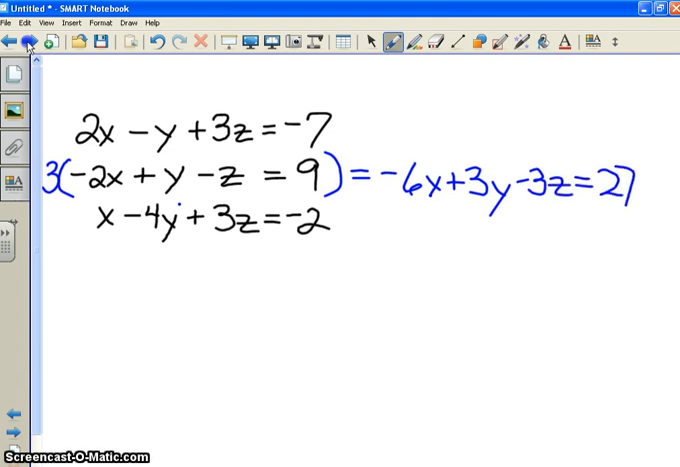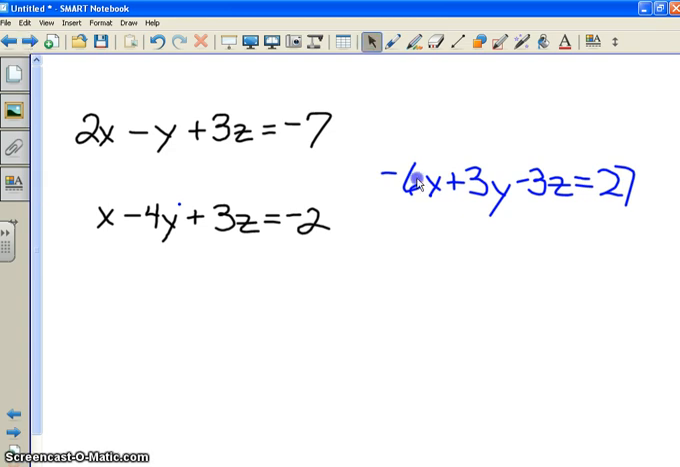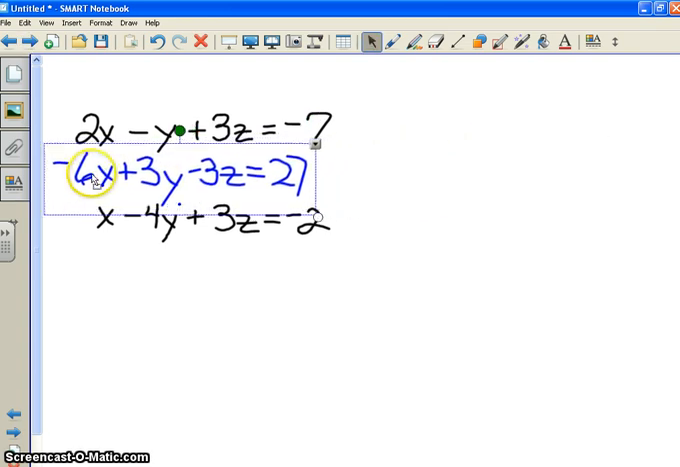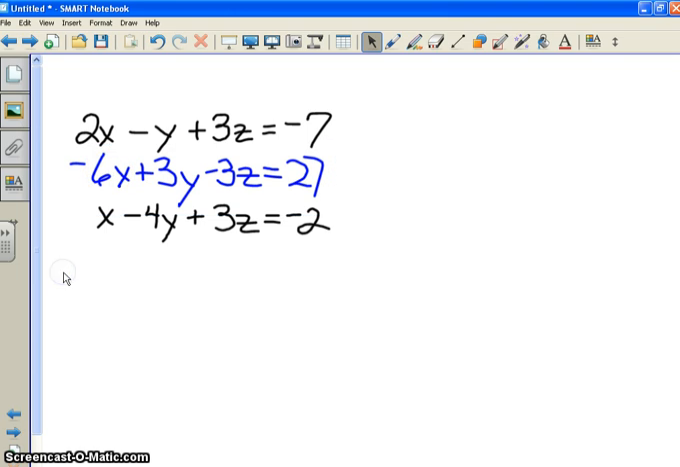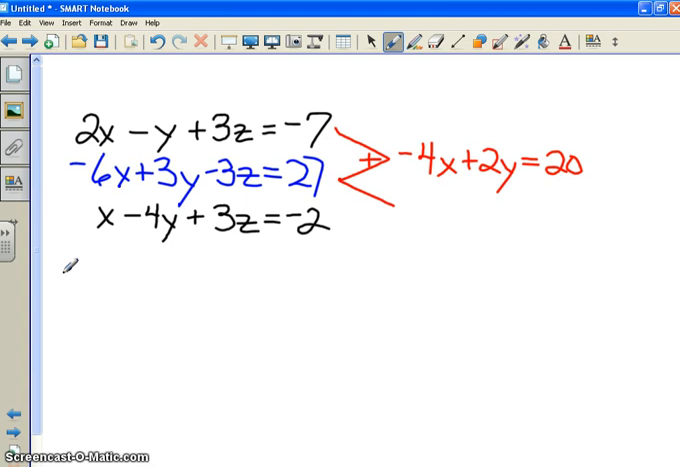Bring this new equation back here to the middle. Now to eliminate the z's from the first two equations, I can add the two equations together, which will make negative 4x plus 2y equals 20. And I think I can do the same thing with the second and third equations. If I add them together, the z's will be eliminated. That will give me negative 5x minus y equals 25.